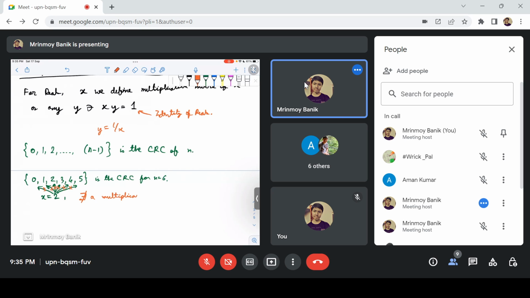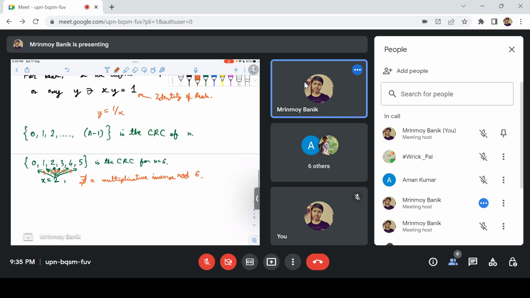So there doesn't exist a multiplicative inverse mod 6, at least for the case of 2. But if you take x equal to 5, then you see 5 is the multiplicative inverse of itself. So take y equal to 5, then that implies x times y is congruent to 25, congruent to 1 mod 6.